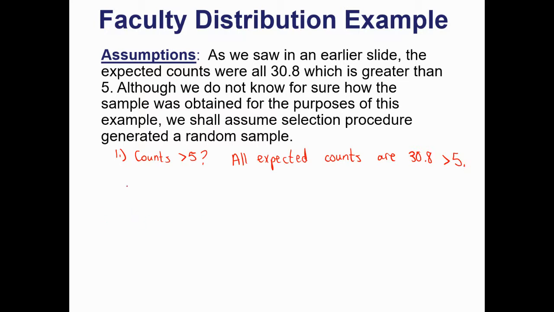Okay, and then number 2, we have to check to see if it's random. Now, in this problem, we don't know for sure how they obtained the sample. So for the purposes of this example, we're going to assume that it's a random sample. There's not really a short way I can put that other than just what's already here. You can paraphrase it, do whatever you want, but I guess in summary we can say, let's assume so for the sake of this problem.